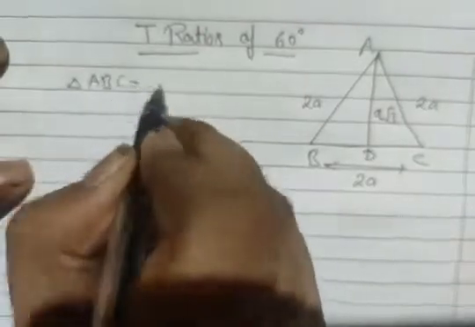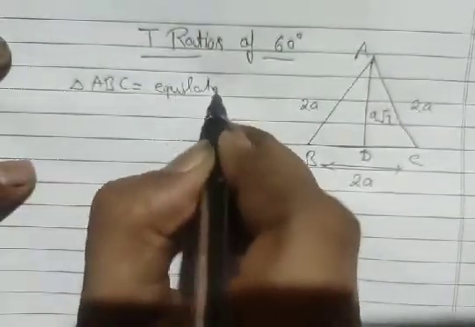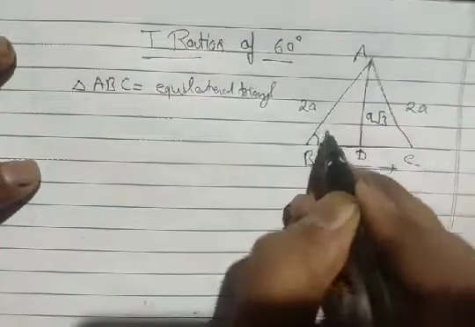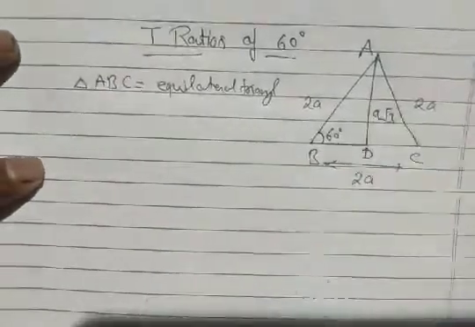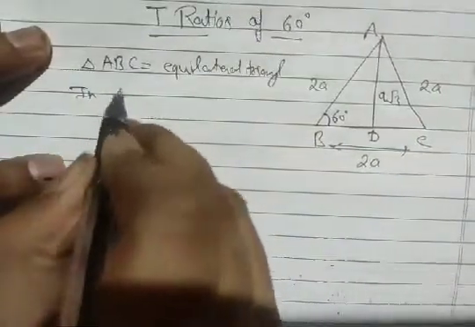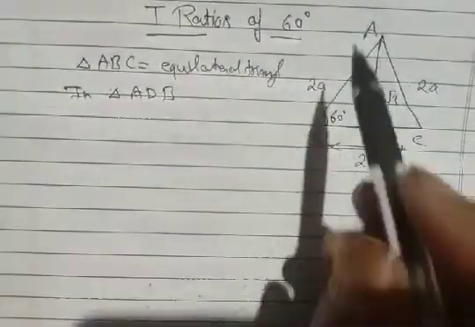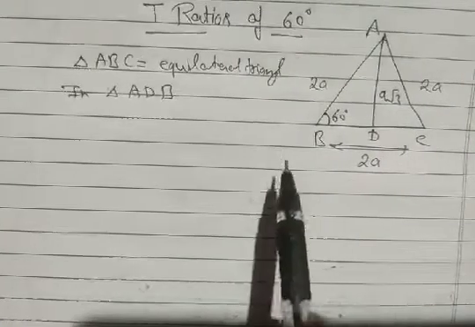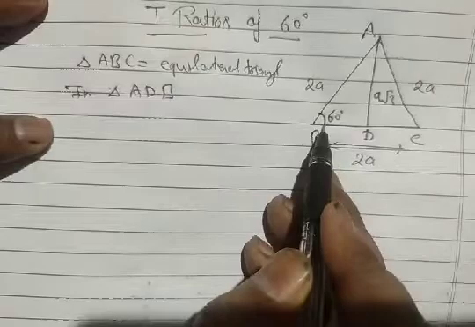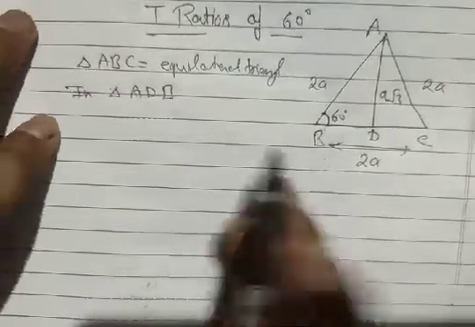Now this triangle ABC is an equilateral triangle. Then this angle is 60 degree. Now we have to find the ratios of 60 degree. Then we consider triangle ADB. I have taken triangle ADB. Now we start with 60 degree. This is our 60 degree, with respect to which we are going to find our 60 degree ratios.